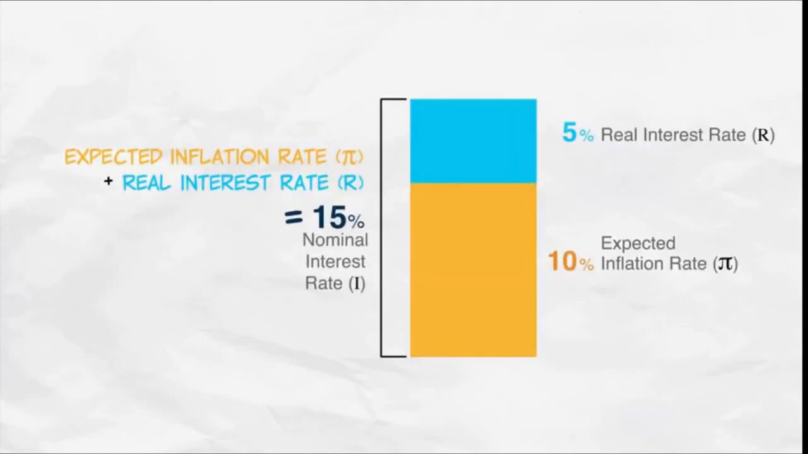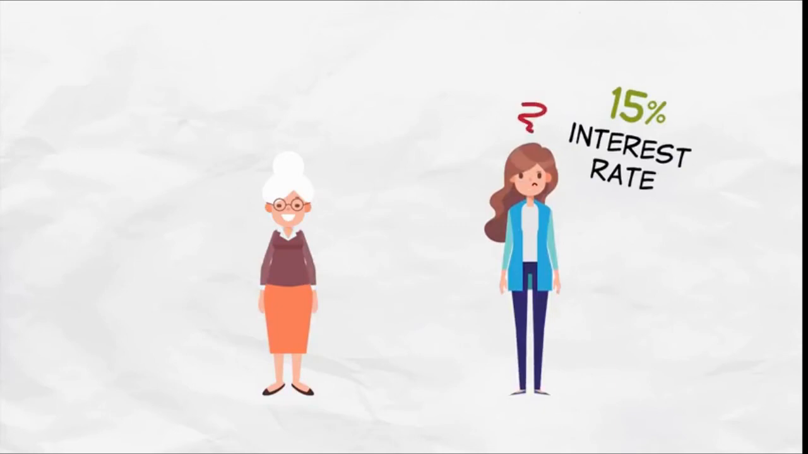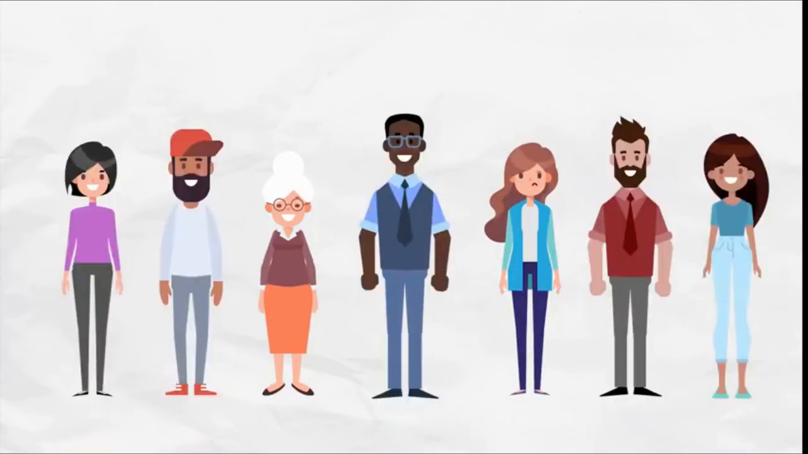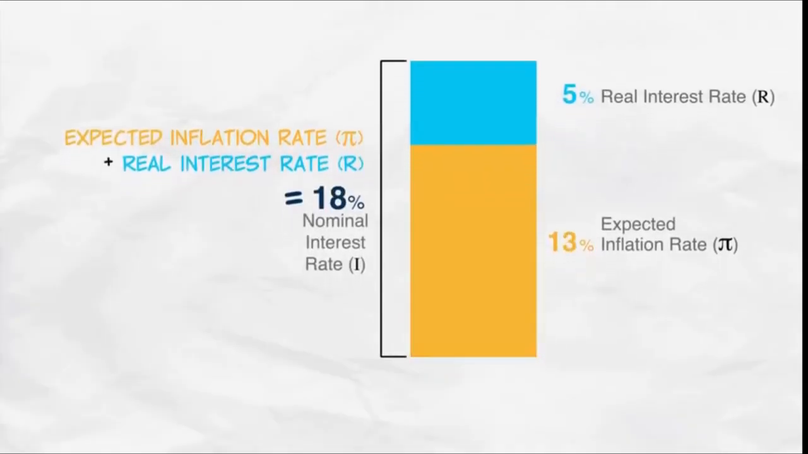So, if grandma expected the inflation rate to be 10%, then in order to get a real return of 5%, she must charge you a nominal interest rate of 15%. Now, you may think grandma's cold for charging you a 15% interest rate, but she isn't alone in this behavior. Everyone does it, and it's called the Fisher effect, named after the great American economist Irving Fisher. The Fisher effect observes that nominal interest rates will rise with expected inflation rates.